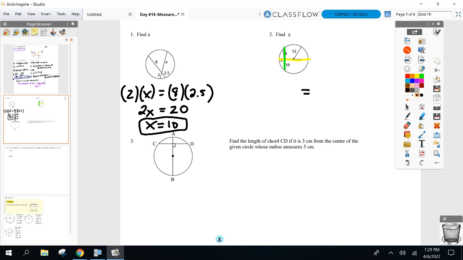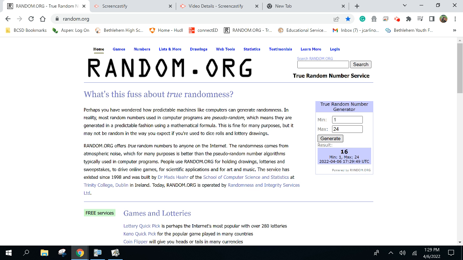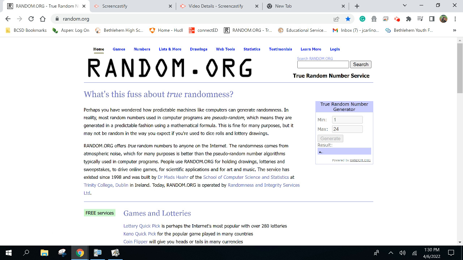So let's start with my green chord right now. What are the segments on the green chord I've created? 8 and 10. So 8 times 10 will be the same value of, now let's go to my yellow chord, aka the diameter. One segment's already labeled for you.